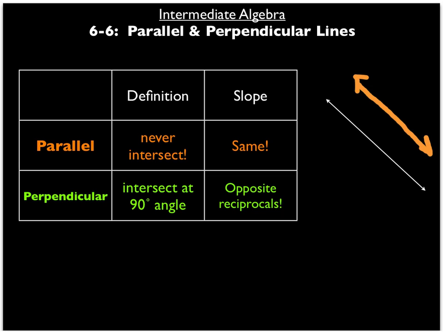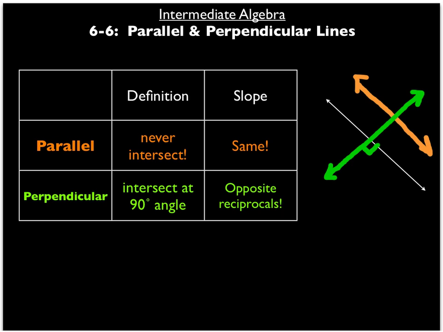Now, what about perpendicular lines? Well, perpendicular lines, I think you have an idea that they intersect at a 90-degree angle. And here's something that is a little bit strange. The slopes of perpendicular lines are opposite reciprocals. We'll talk about that on the next slide. But if I were to draw a perpendicular line to this white line, it would look approximately like this. And you may remember the symbol we use for perpendicular is that little square that connects the two lines that are perpendicular.